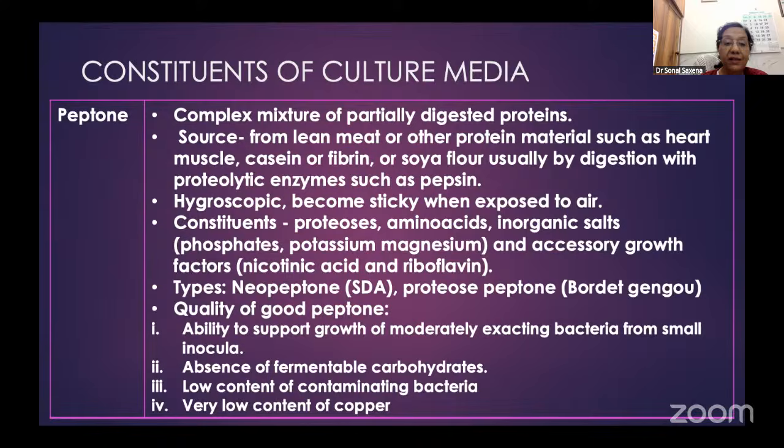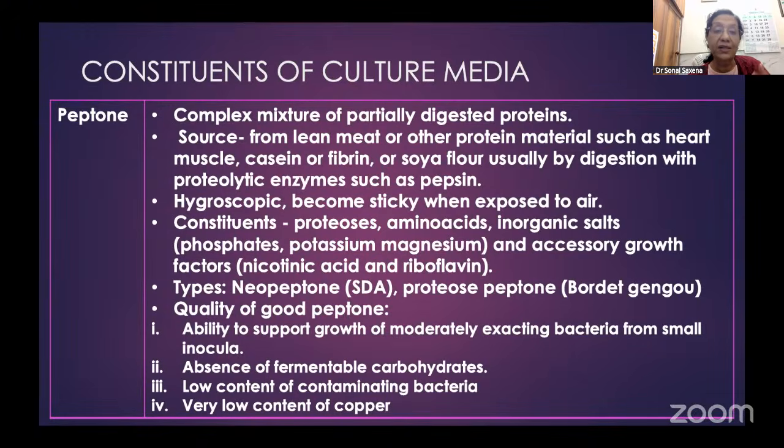What does it contain? It contains proteoses, amino acids, inorganic salts, and it also has certain accessory growth factors which may or may not be present naturally and may have been added from top. Then the peptone can vary in quality. Primary function is that they provide support to moderately fastidious bacteria. And there is no fermentable carbohydrate in this. So they should not contain any lactose or any glucose, which is a fermentable carbohydrate.